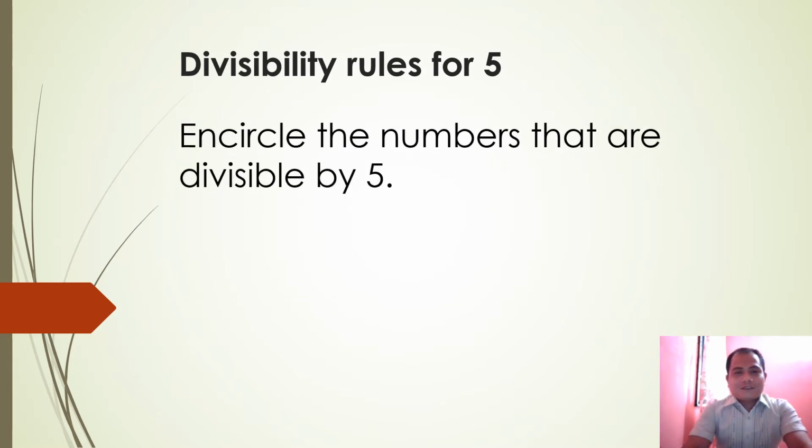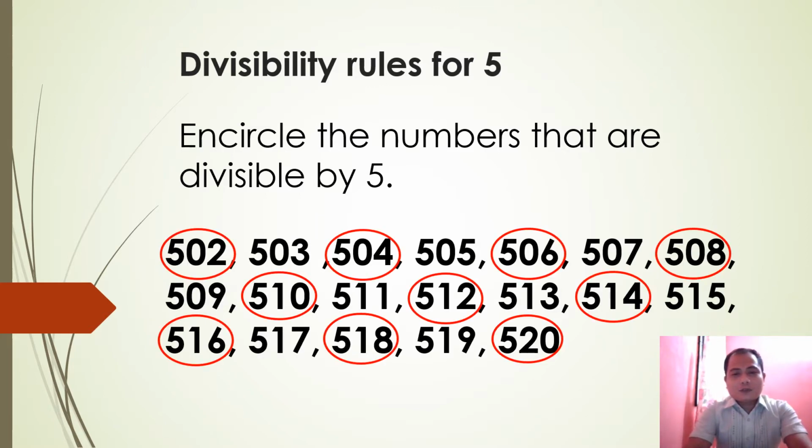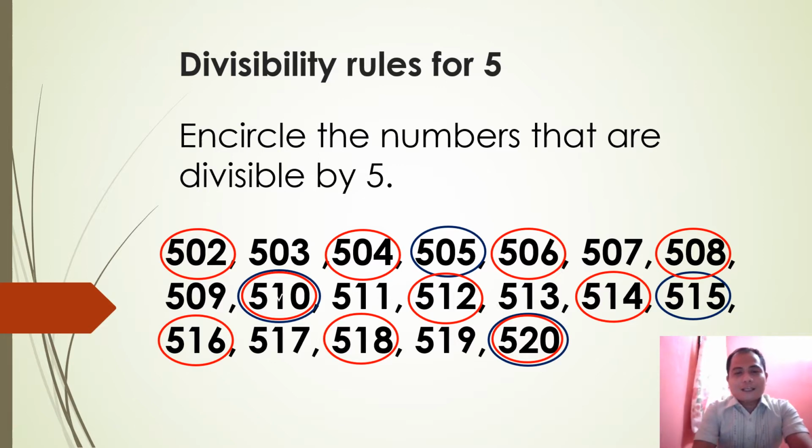Okay, let's try an activity. Encircle the numbers that are divisible by 5. Using the same numbers a while ago, we already encircled the numbers that are divisible by 2. This time, let's encircle the numbers that are divisible by 5. So we have 505, 510, 515, and 520. Meaning the two numbers 510 and 520 are both divisible by 2 and 5.